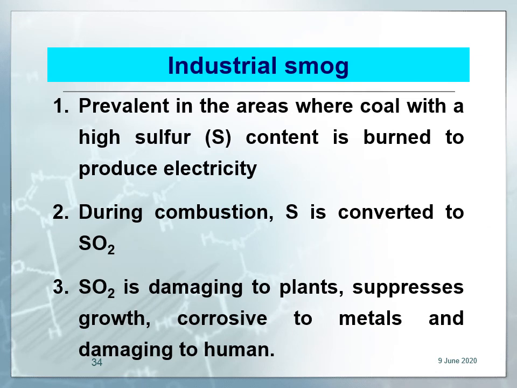Next is industrial or London smog. It is prevalent in areas where coal with high sulfur content is burned to produce electricity. During combustion, sulfur is converted to sulfur dioxide. Sulfur dioxide is damaging to plants, suppresses growth, is corrosive to metals, and is damaging to humans. It also can cause respiratory difficulties.